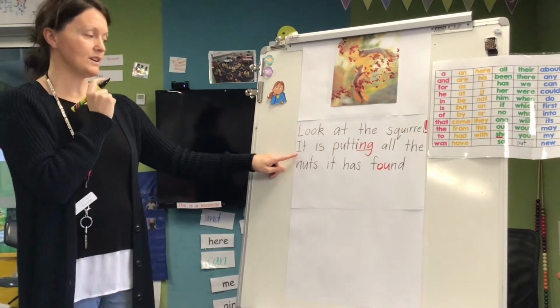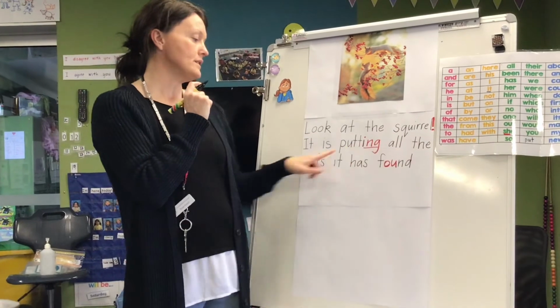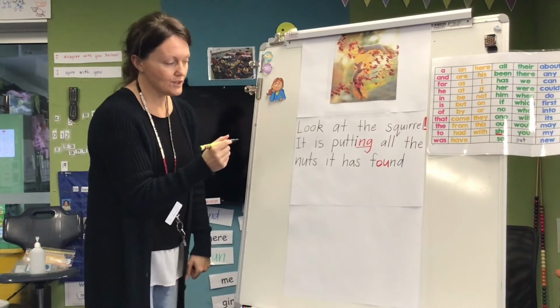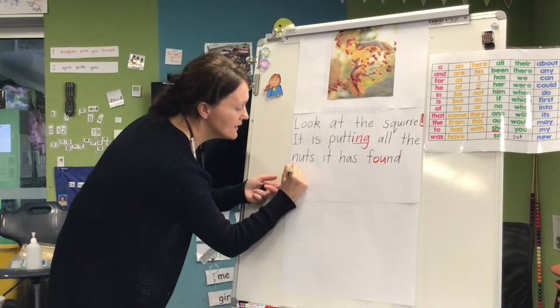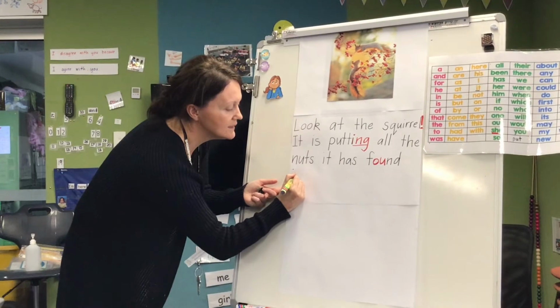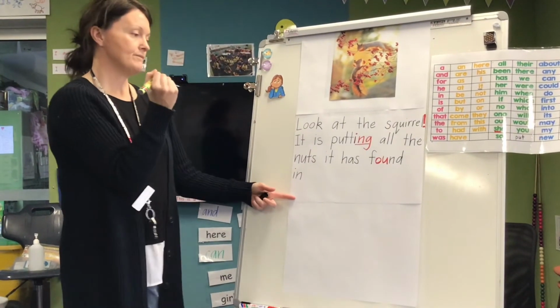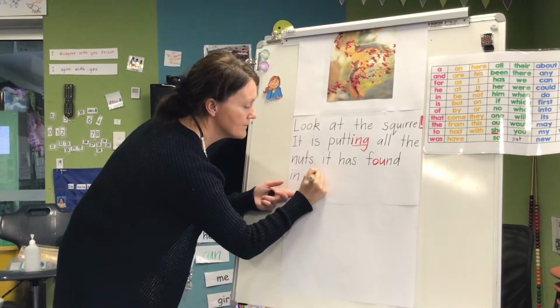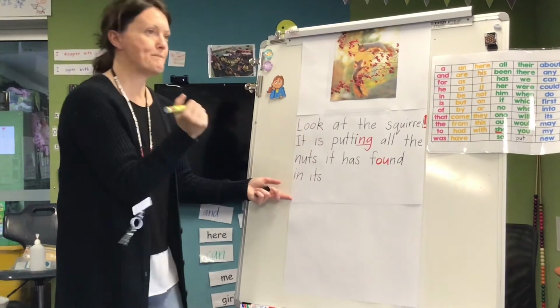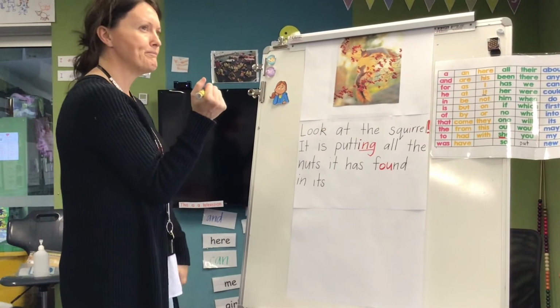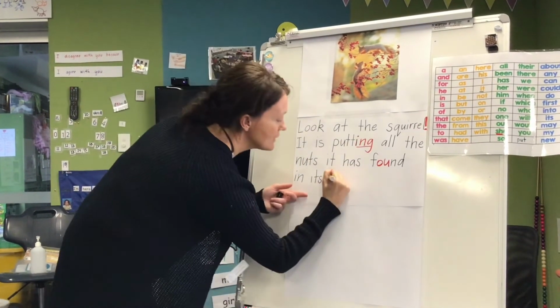I just need to reread now. It is putting all the nuts it has found in its mouth. So in. How many sounds can you hear in? In. Good. Found in its mouth. So I can hear m, like for mum.